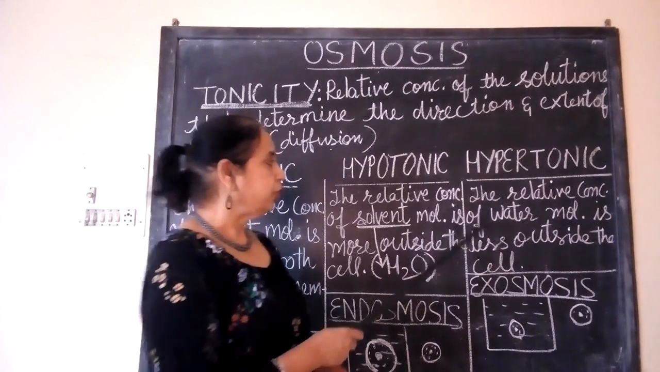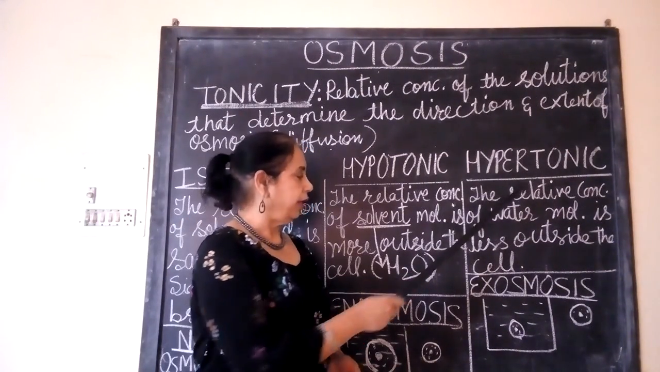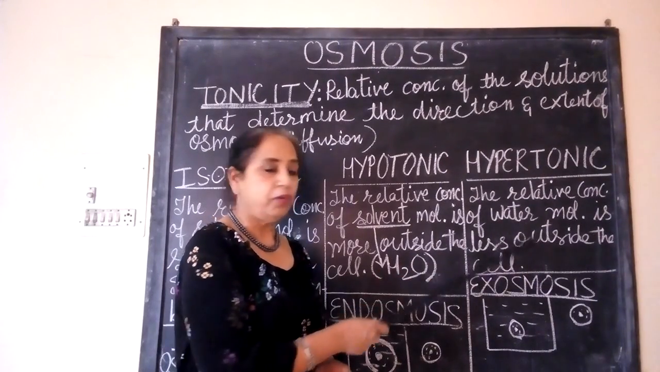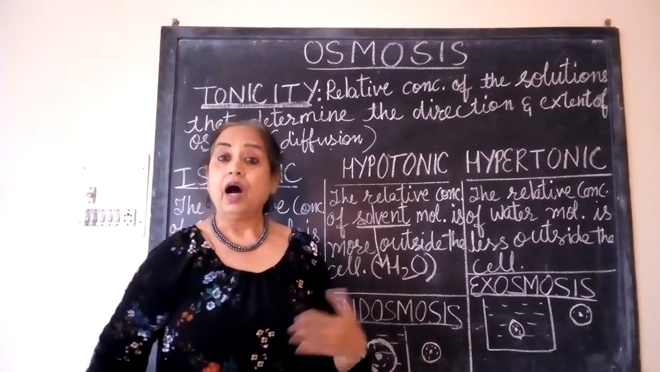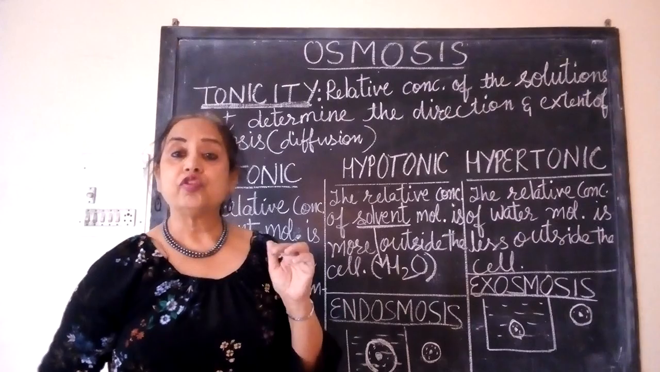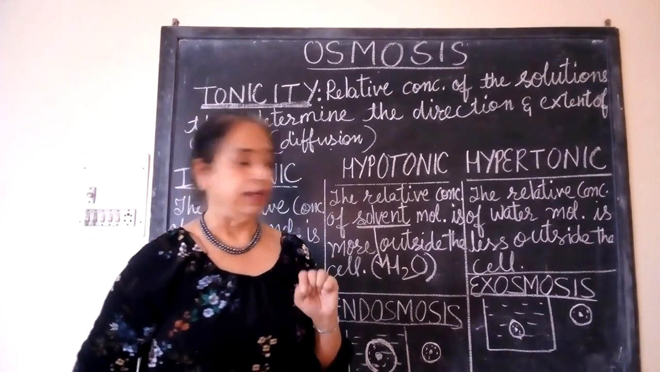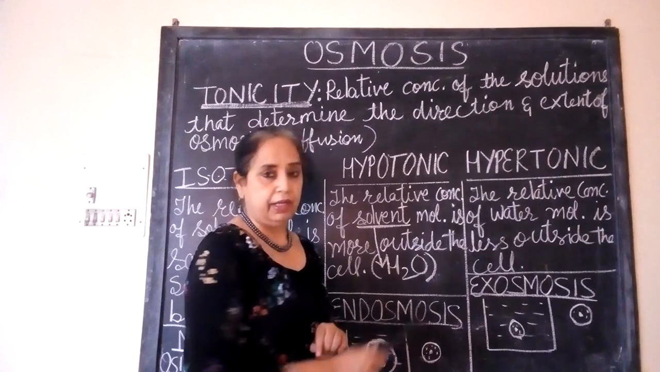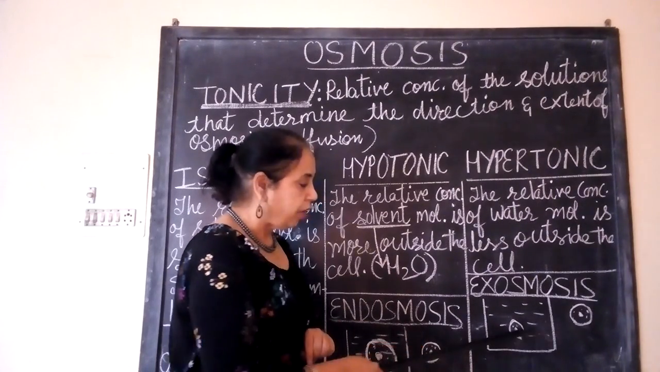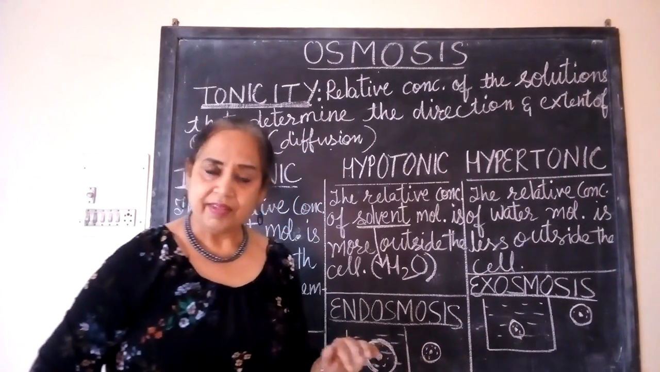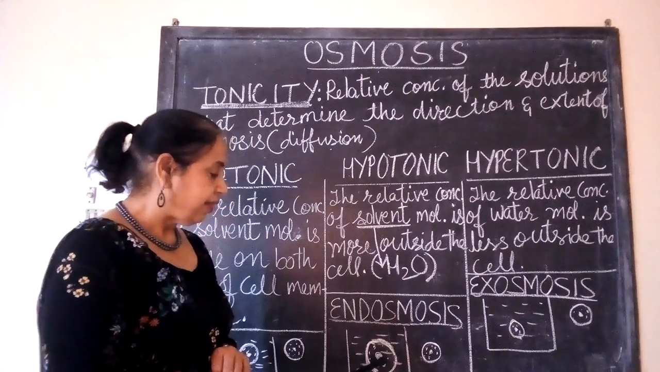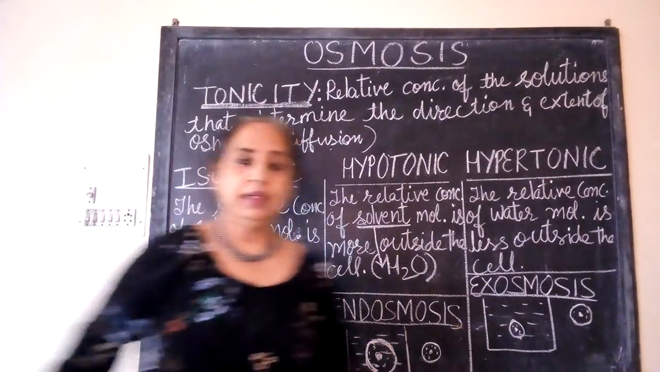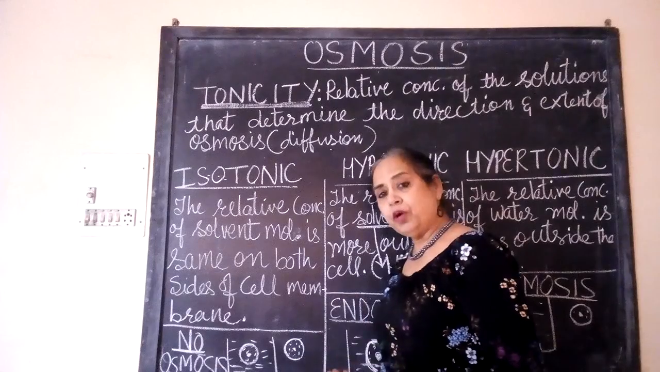Now when we come to the next, hypertonic, it is that solution in which the relative concentration of water molecules is less outside the cell and it is more inside the cell. So such a solution is called hypertonic. So the same cell was now kept here. Now the cell is the same. Here the cell has less water. Here the cell has more water. Here the cell has the same amount of water.